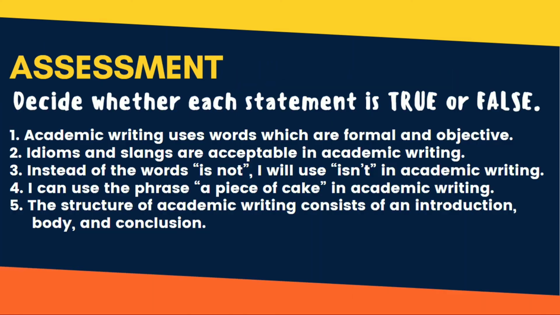Let us have a short quiz. You just have to decide whether each statement is true or false. Number 1. Academic writing uses words which are formal and objective. Number 2. Idioms and slang are acceptable in academic writing. Number 3. Instead of the words is not, I will use isn't in academic writing. Number 4. I can use the phrase a piece of cake in academic writing. Number 5. The structure of academic writing consists of an introduction, body, and conclusion. Is it true or false? Write down your answer.